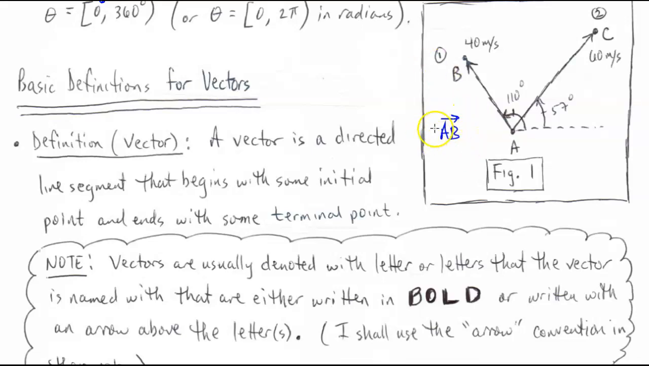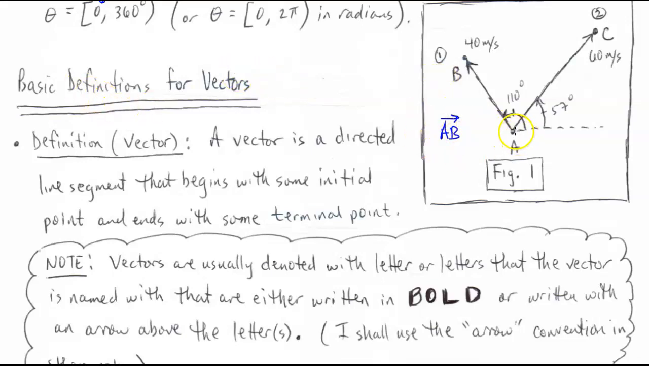A lot of times in textbooks, because of the difference between bold print and regular print, they'll make all the vectors bold and everything that's not a vector not bold. But here, since I'm writing this out, we can't really see the difference between that. Well, we could, but that would take a long time to write. So I just do the arrows.